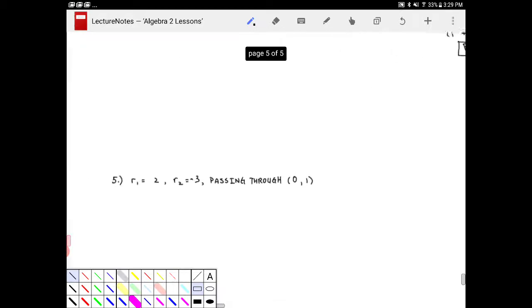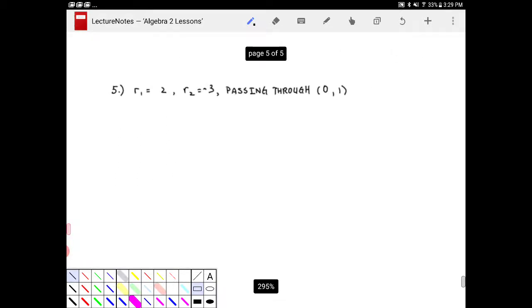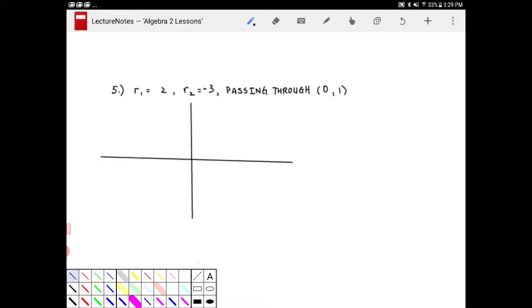Last one. I have roots 2 and negative 3, so I have a situation like this where this is 2 and this is negative 3, and passing through (0, 1). So it's going to be right here. The only way that we can actually draw this is by doing this.